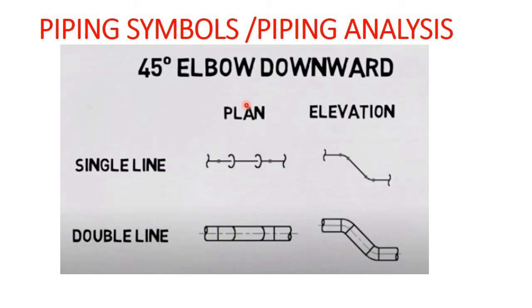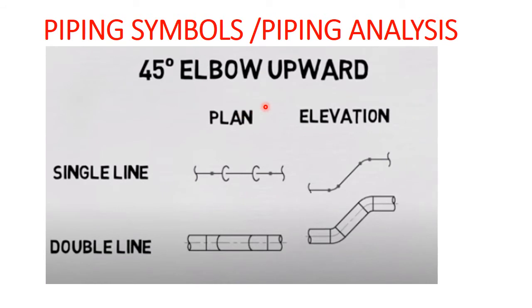Next, the 45-degree elbow downward, plane view and elevation. So for single line, you can see here. For elevation, you can see here the double line, this one, and the double line elevation will be like this.